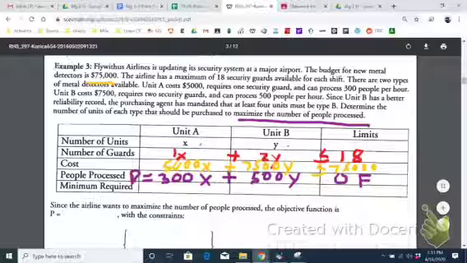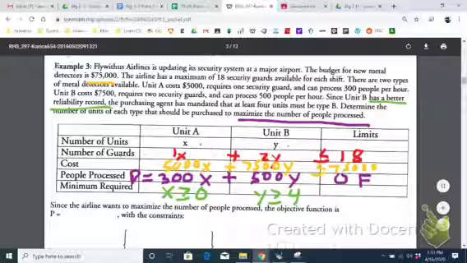Alright, and then last are the minimums that we need of each. So there's no minimum constraint for the Unit A's. We just have to make sure that we can't buy negative amounts, so we'll say x has to be greater than or equal to 0, but it does say that because of the reliability record we need at least 4 Unit B's, so y has to be greater than or equal to 4.